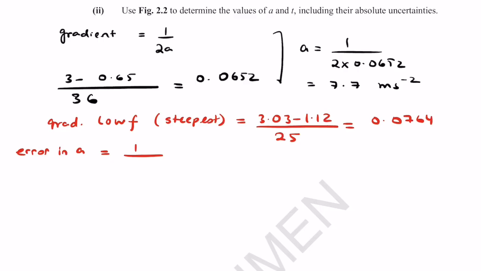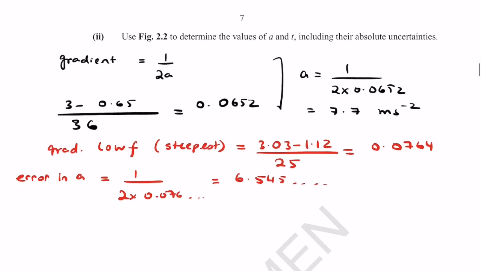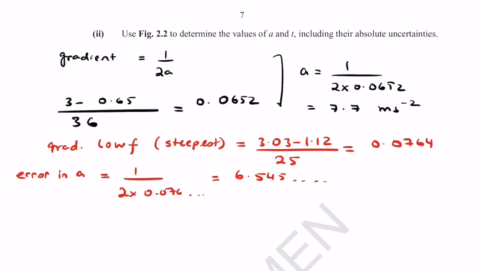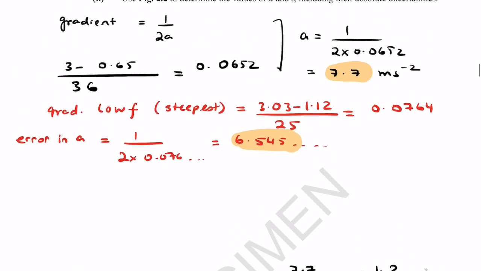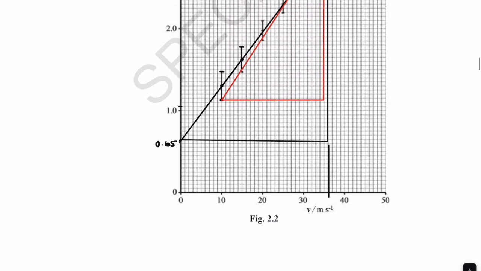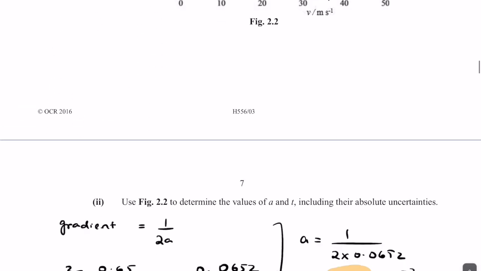And that would be 1 over 2 times 0.076, and that gives me 6.545. And from here, I know that the uncertainty, if I consider the actual value, 7.7, minus the value over here, 6.5, gives me 1.2. So that's my uncertainty in acceleration, and the value is 7.7. And t is the y-intercept, which we have already worked out, so 0.65.